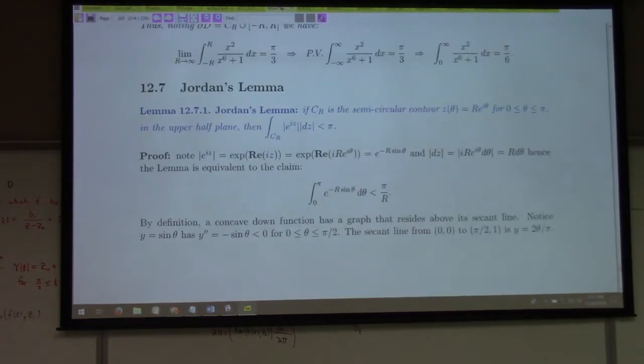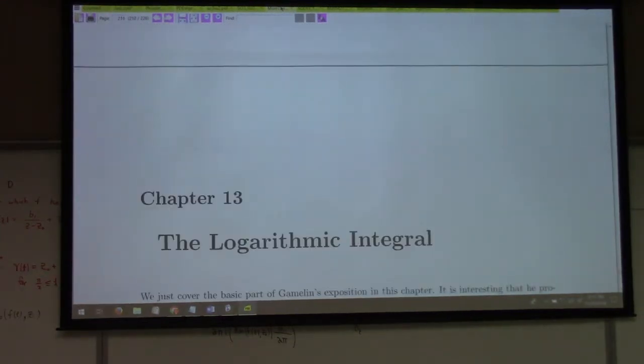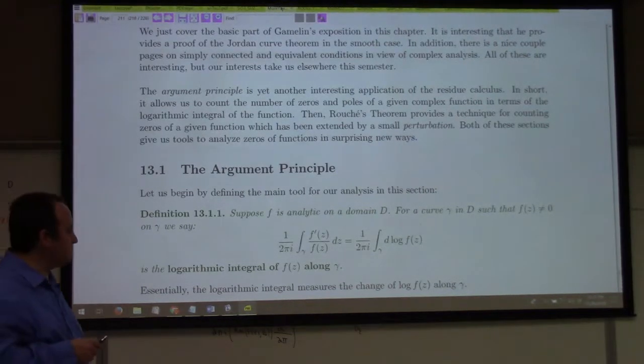There's a little bit more in this chapter. Jordan's lemma is interesting; you might need it for a problem. Exterior domains are really interesting. But up next is the argument principle, and here's what it says.